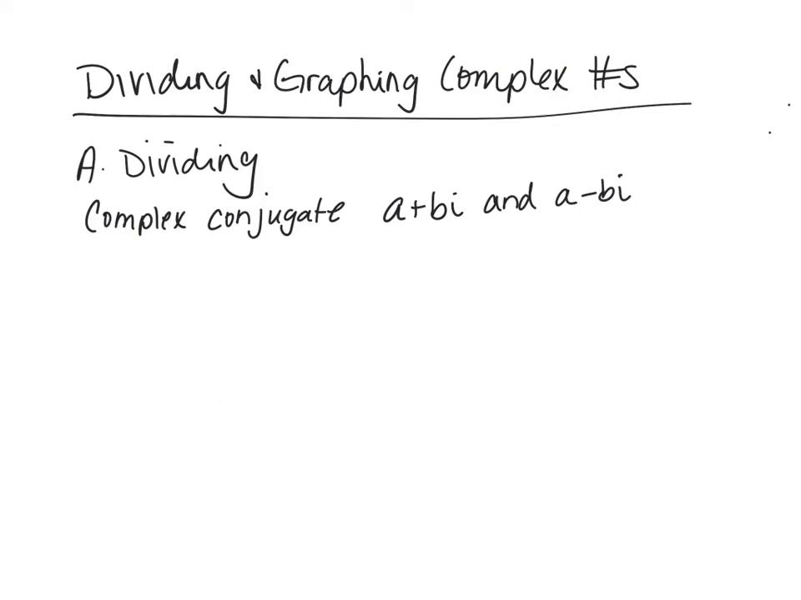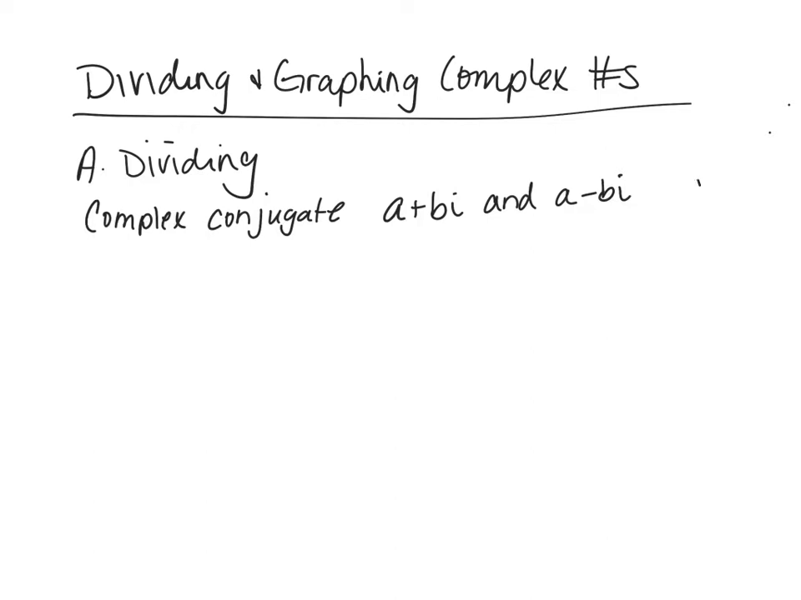So today we're talking about dividing and graphing complex numbers. We kind of call this our quadratic leftovers. Stuff we haven't quite done yet, but all needs to be done. So to divide complex numbers, we use what's called the complex conjugate. If we have a complex number a plus bi, the complex conjugate is a minus bi.